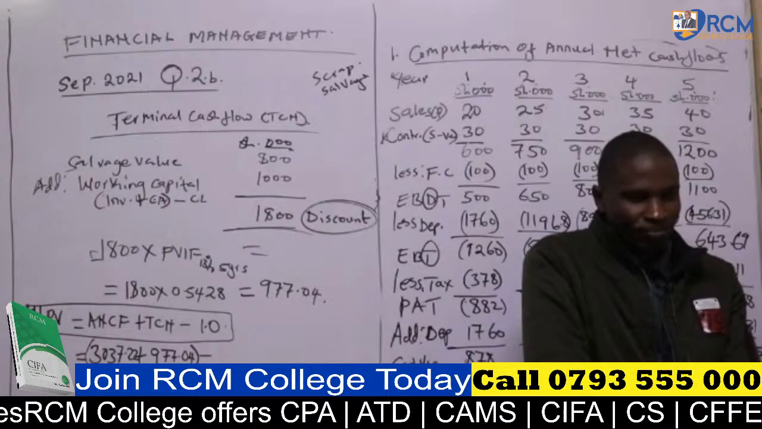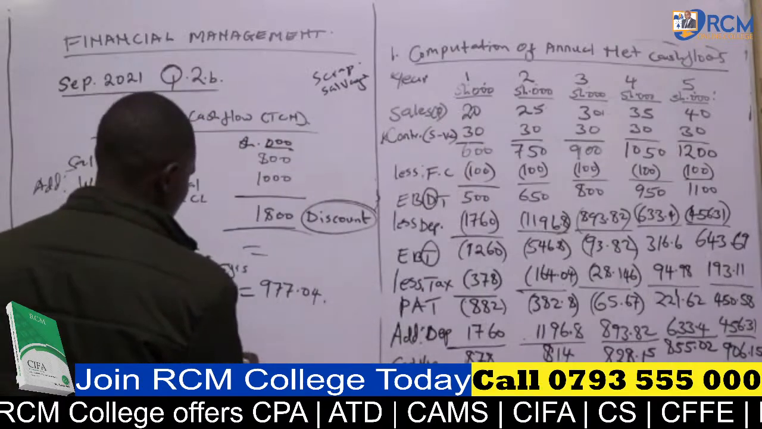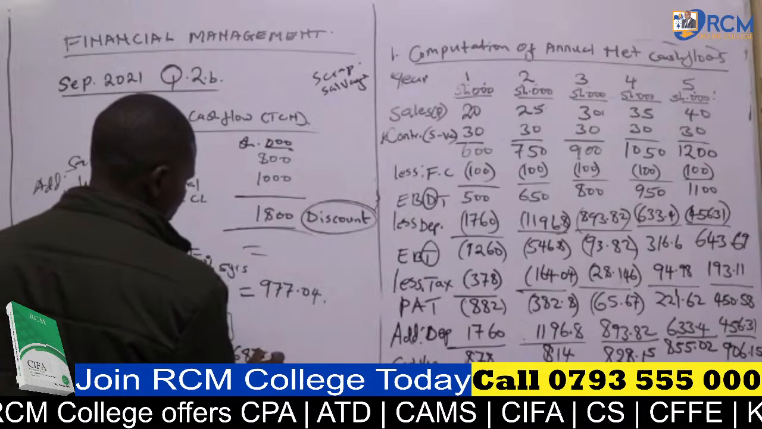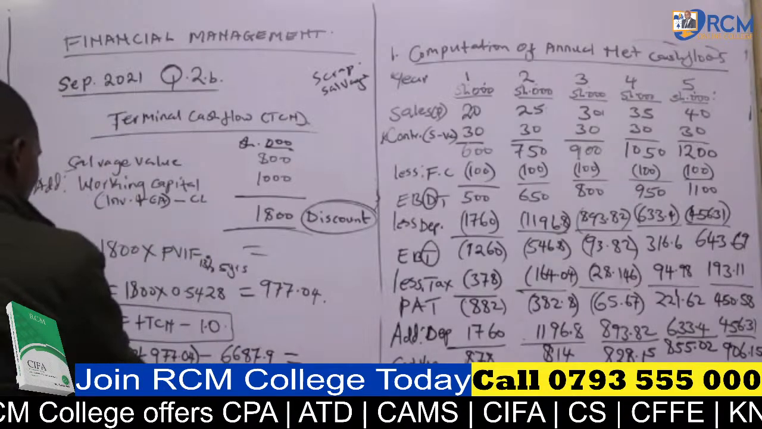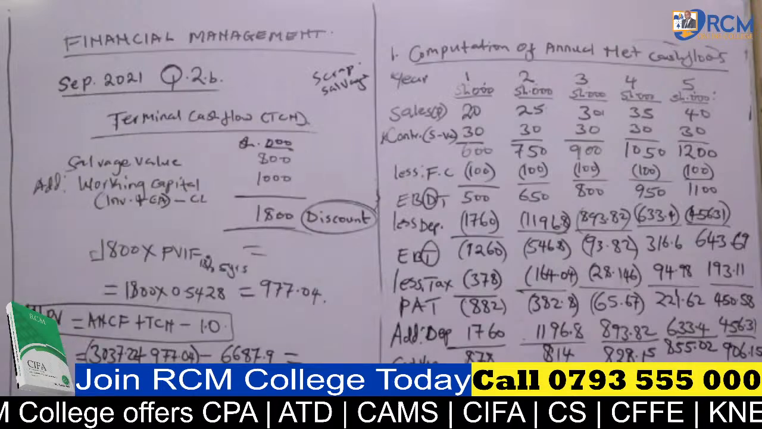How much? 6687.9. Now tell me whether the project is viable or not. Add the two, subtract this, tell me whether the project is viable.